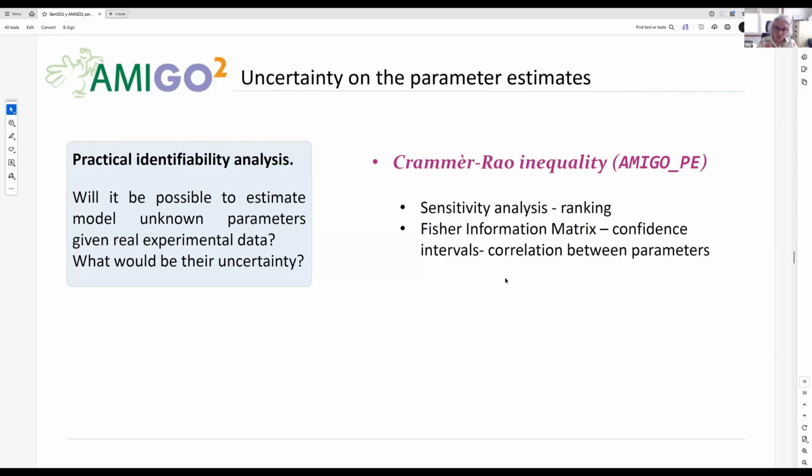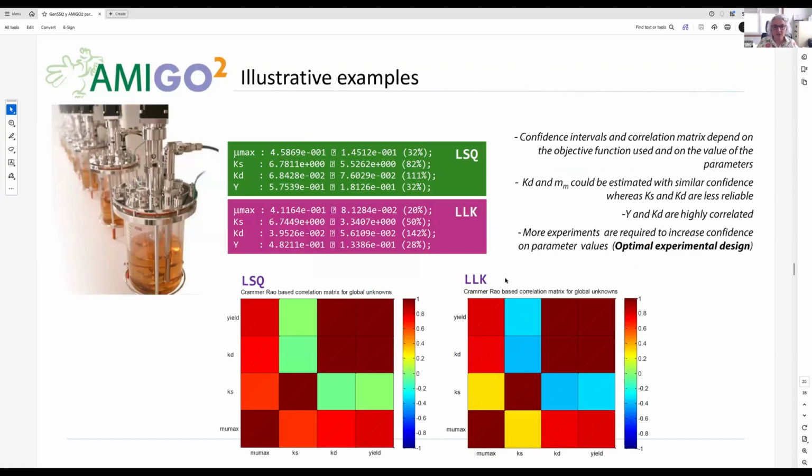as a means to approximate the confidence intervals for the parameters and explore the correlation between parameters. And if we do so, for our illustrative example, we will see that, for example, the decay parameter is kind of uncertain. So the uncertainty associated to this parameter is more than 100%. So any value is possible within this range. The confidence is even a little bit lower when using the log likelihood.